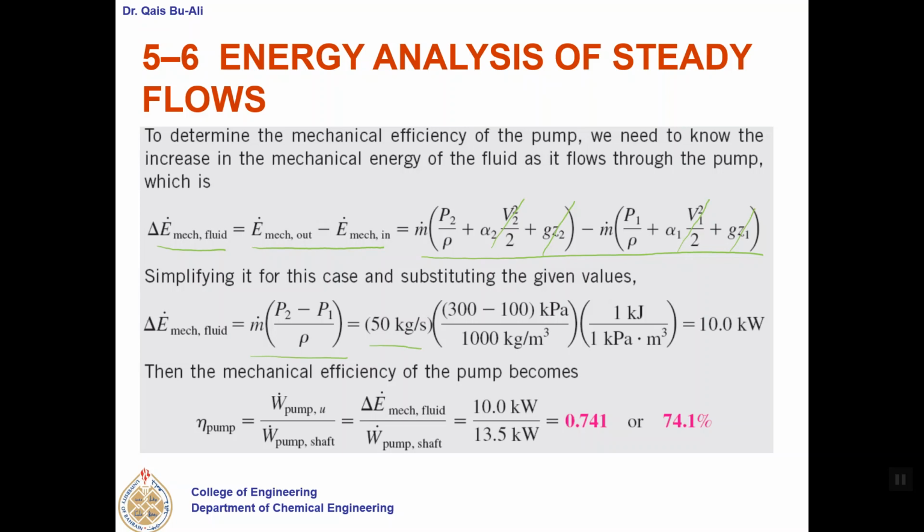This is the mass flow rate, and here you have the difference in the pressures. And finally, we get delta E mechanical of the fluid, which is equal to W pump useful. The efficiency of the pump is equal to W pump useful divided by W pump shaft, and this is what we just calculated. Finally, when we substitute the numbers, we got the efficiency of the pump to be 74.1%.